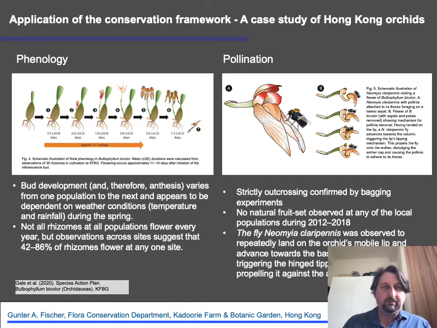Further on, we found that the species is strictly outcrossing. This was confirmed by bagging experiments. No natural fruit set was observed in any of the local populations between 2012 and 2018. We observed some blue bottle flies visiting the flowers. They sometimes removed the pollen, but we never saw any successful pollination during this observation period.